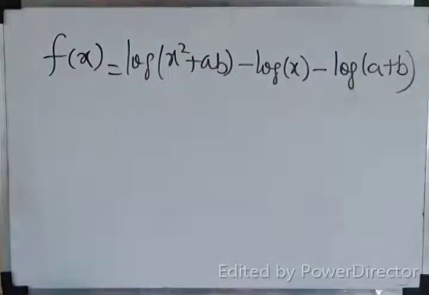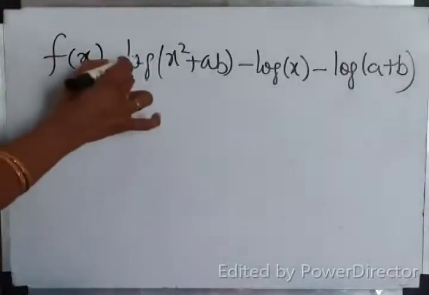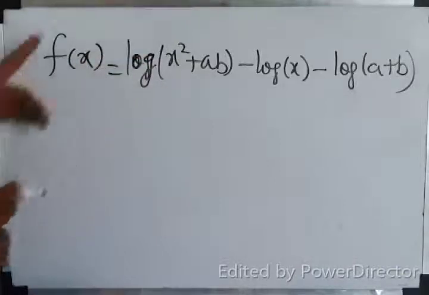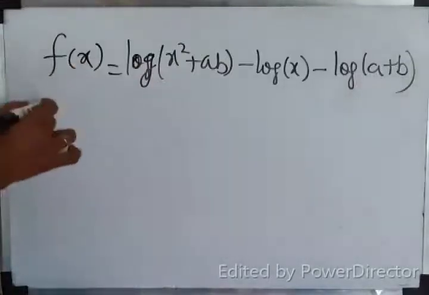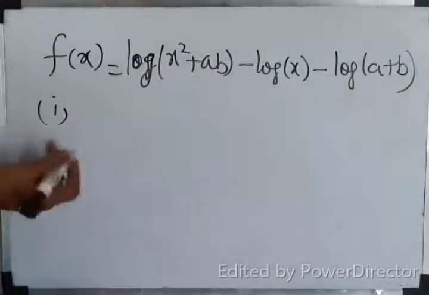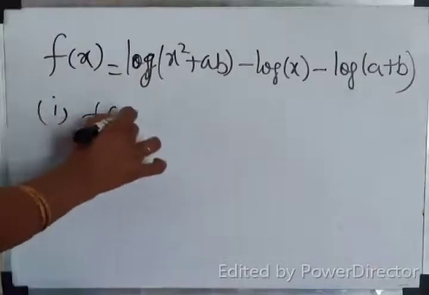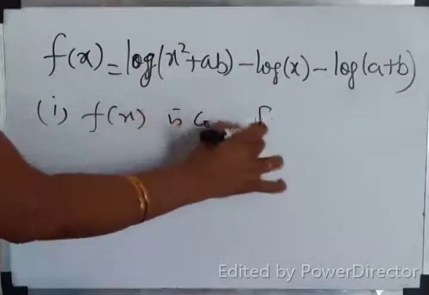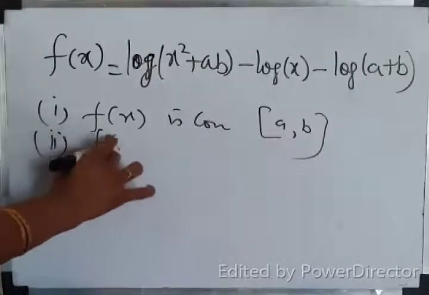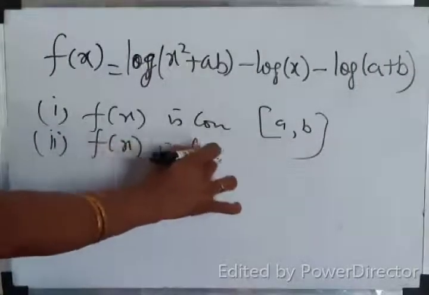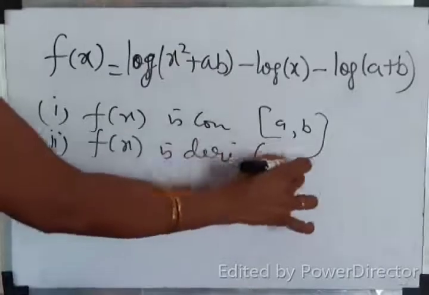Yes? So, first the given question is simplified in the form of f of x equal to log. This is also a special question, okay? Often repeated ISC board question. Since it is a logarithmic function, f of x is continuous. So, you can write f of x is continuous in the closed interval a comma b. Then what's my second point? f of x is derivable in the open interval a comma b.